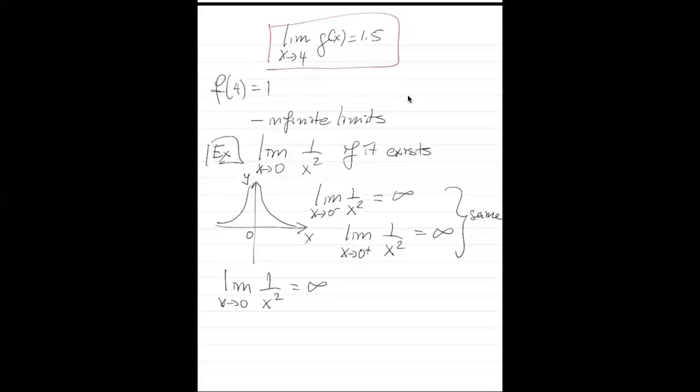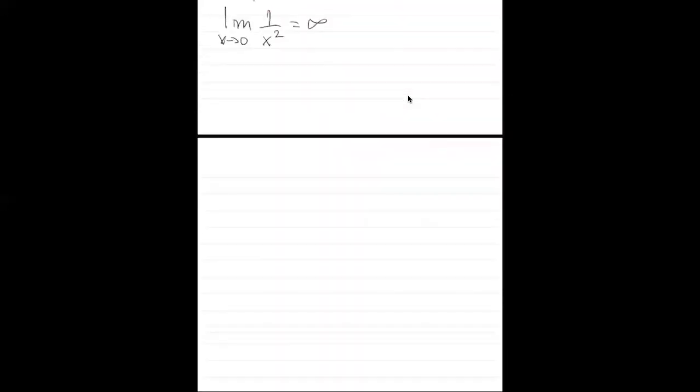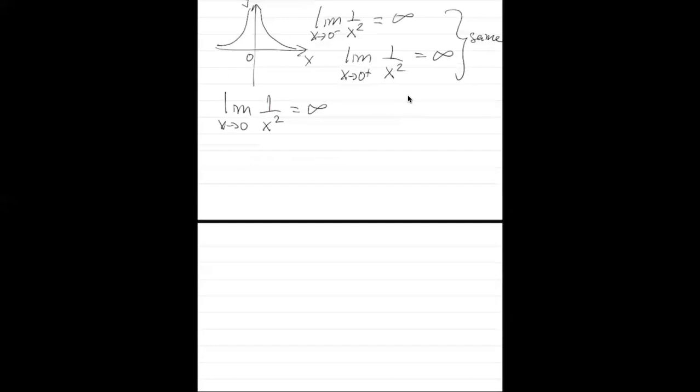So it doesn't exist if they're different, but if they're the same, we say what it is. It's infinity. So we have a connection between limits at infinity and vertical asymptotes. We have a vertical asymptote in this case, which is the y-axis, or x equals 0. We are approaching 0, and we have a vertical asymptote at x equals 0. So that's not an accident.